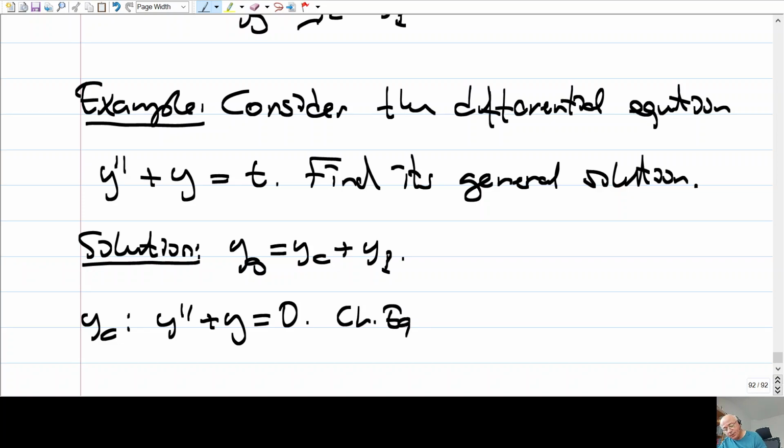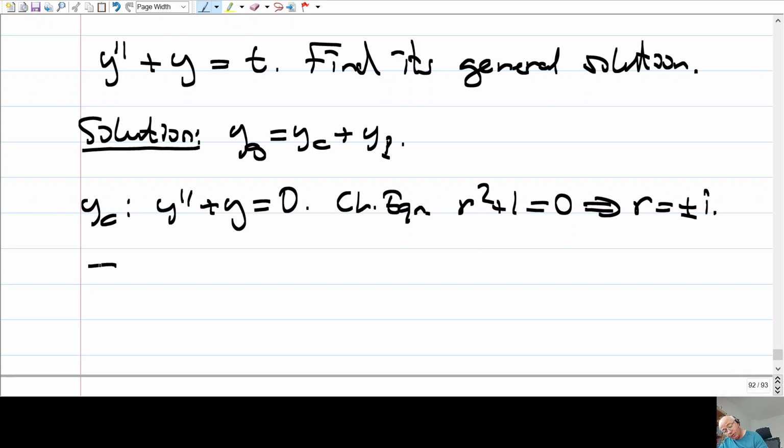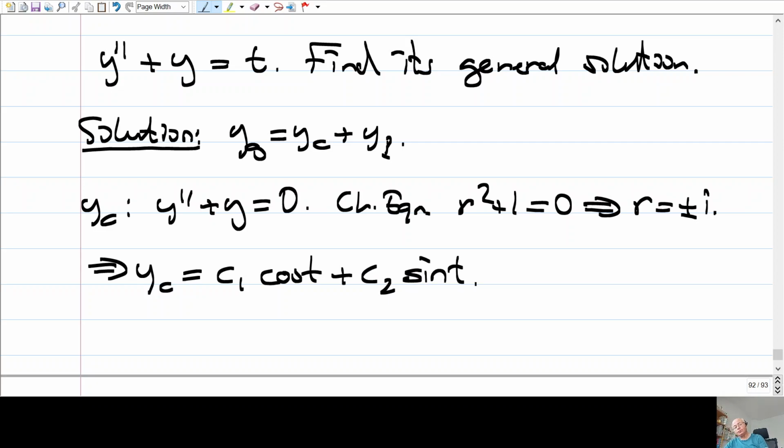How do we solve this? We write down its characteristic equation, which is just r squared plus 1 equals 0. From this we see that r is plus minus i. So what are the solutions? yc is just c1 times cosine t plus c2 times sine t. There's no real part, so there's no e to the power lambda t term. Mu is just 1, so I have sine t and cosine t.